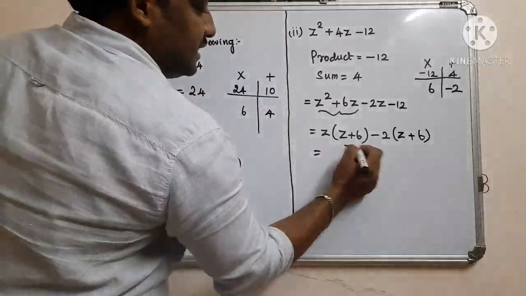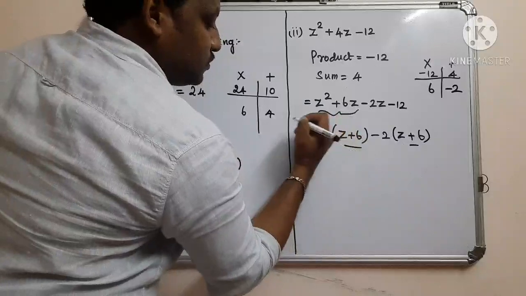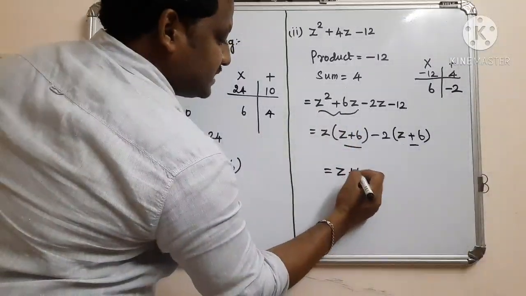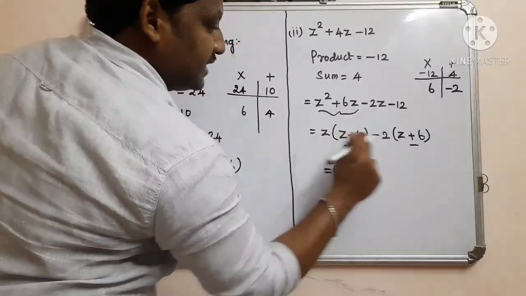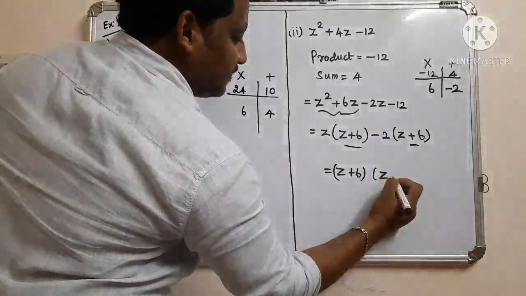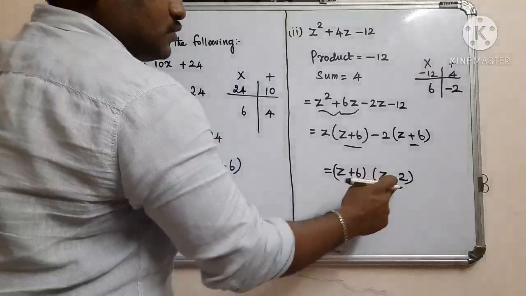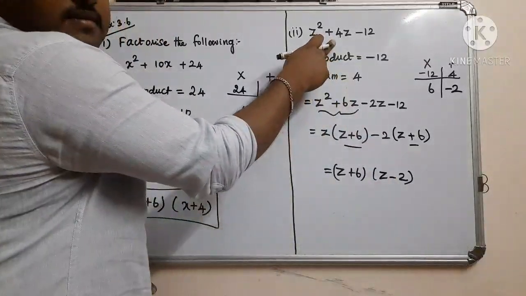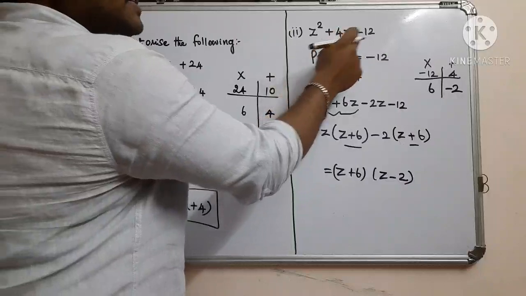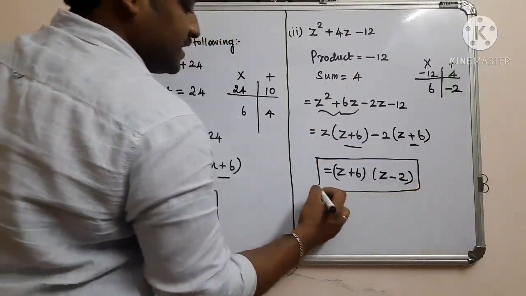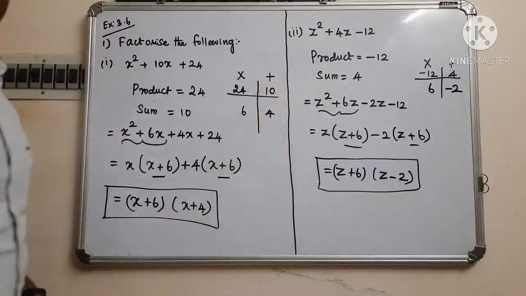Now z plus 6 is a common term. So we can write z plus 6 as one factor, and the remaining z minus 2 as another factor. If you multiply these two factors, you will get the polynomial z square plus 4z minus 12. So these are the factors of the given polynomial. Clear?